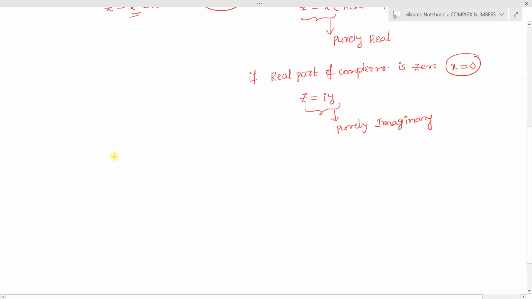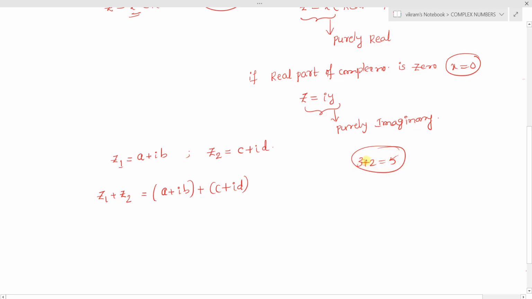Now moving forward, I am considering complex number z1 as a plus iota times b, and complex number z2 as c plus id. Now we have two complex numbers. Then we will perform the addition of these two complex numbers. That means we write it as a plus ib plus c plus id, which is like regular real number addition. So 3 plus 2 we will get as 5.